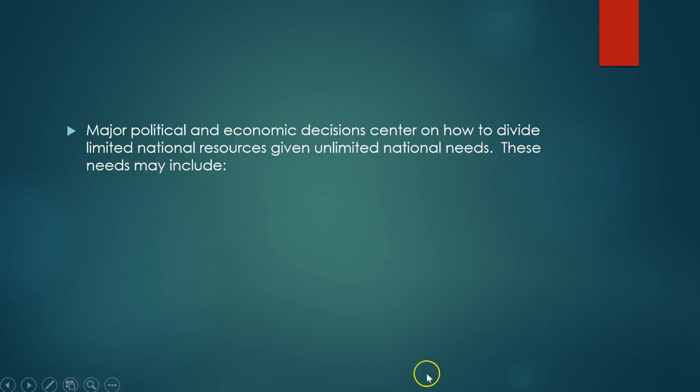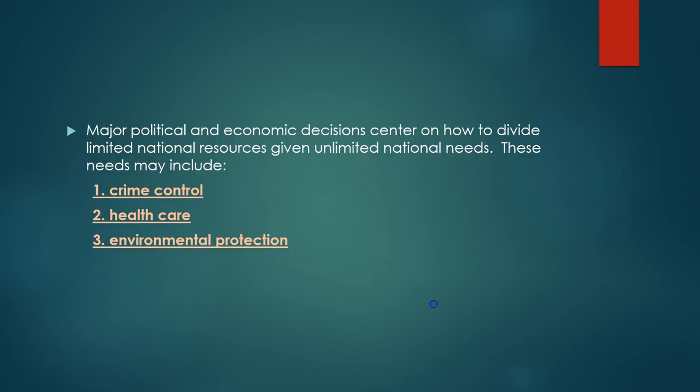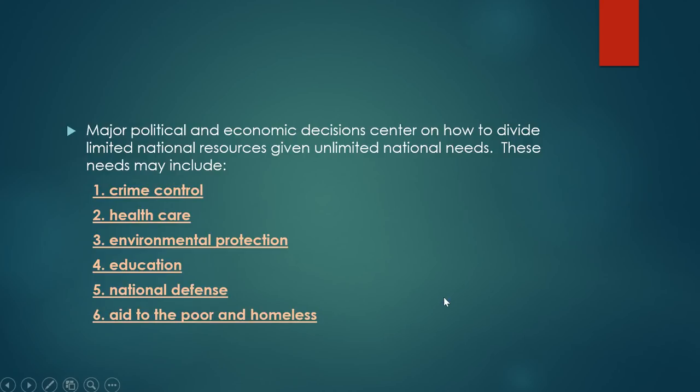Some of those needs are going to include crime control. How are you going to spend money on crime control? How much are you going to spend towards crime control? And then even the individual concept of what you are going to spend that money on. Is it going to be more police patrol? Is it going to be more high-tech surveillance? How are you going to spend that money for crime control? Healthcare, environmental protection, education, national defense, aid to the poor and homeless as well.